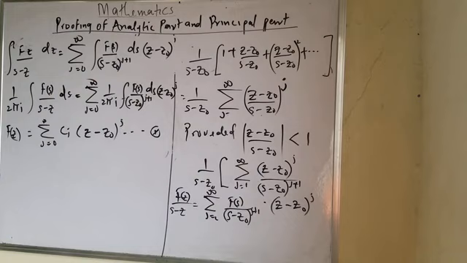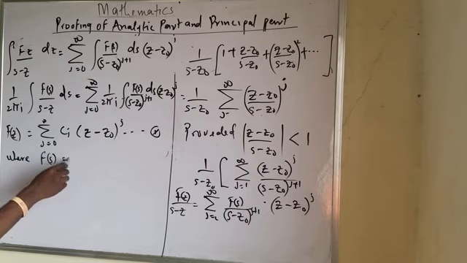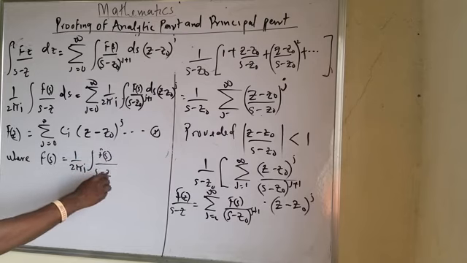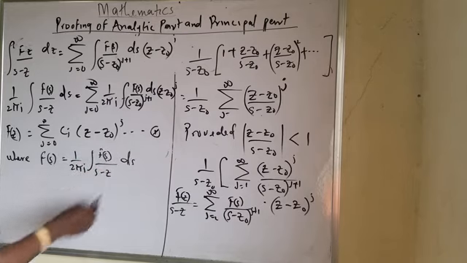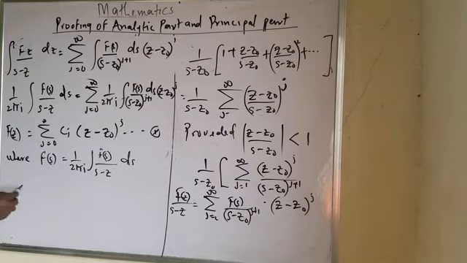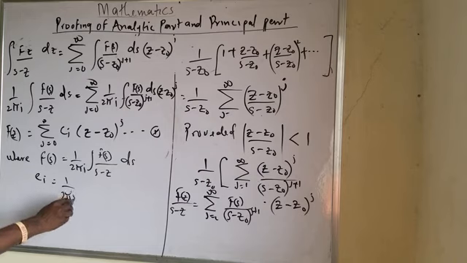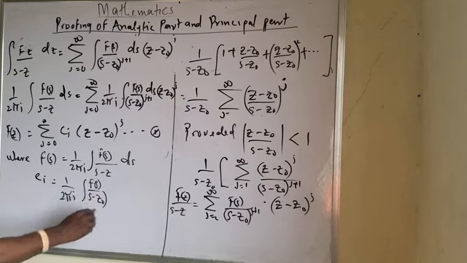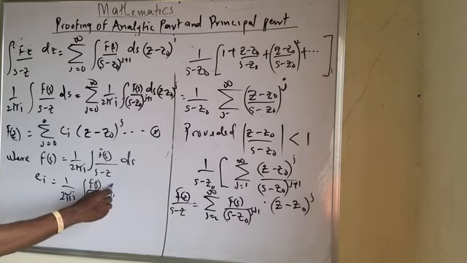Now, where f of z equals 1 all over 2 pi i, integral of f of x all over x minus z dx. And c of j will be equal to 1 all over 2 pi i, integral of f of x divided by x minus z naught bracket of j plus 1, dx.